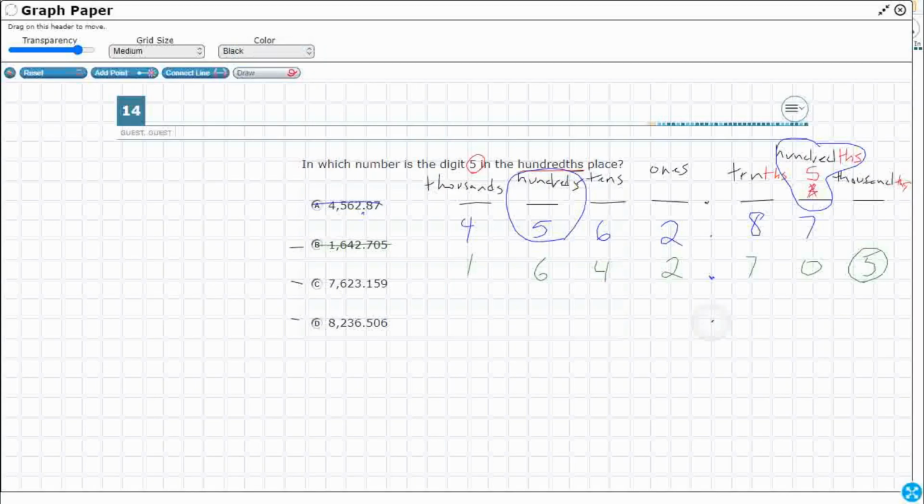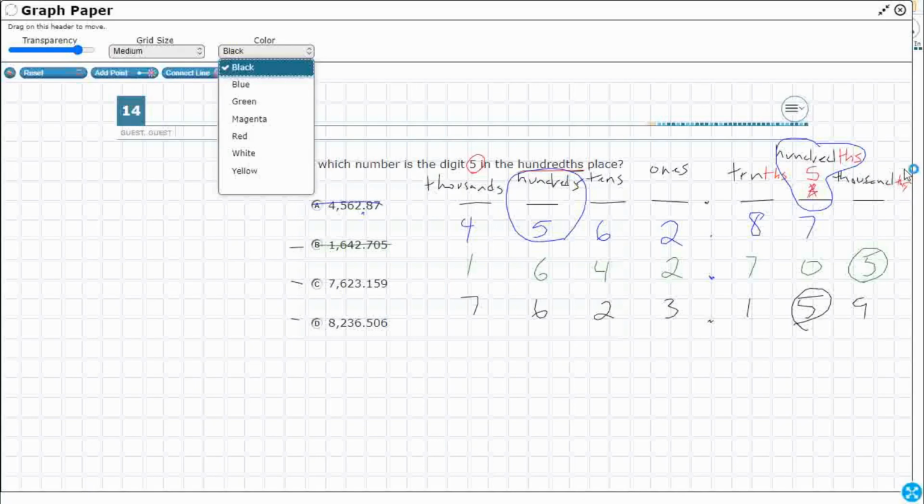So I've got a 3, 2, 6, 7, 1, 5, 9. Okay, there we go. I've got a 5 in the hundredths spot. So I'm pretty sure it's C. Let's just verify that it's not going to be this D right here.